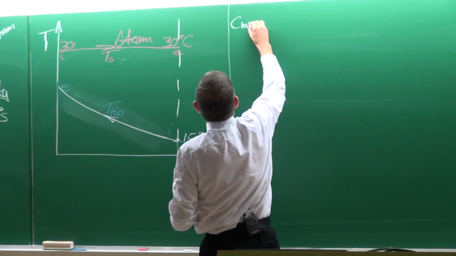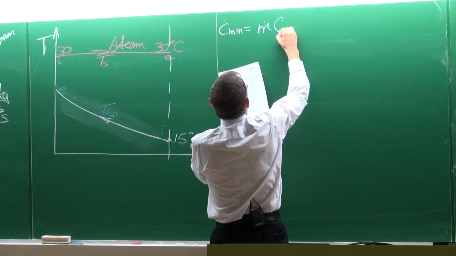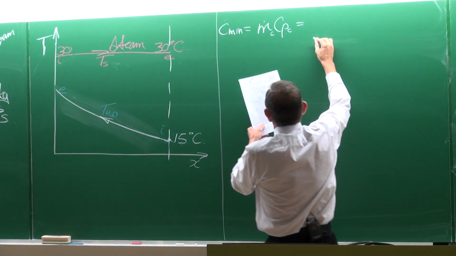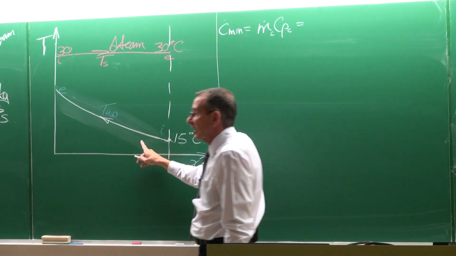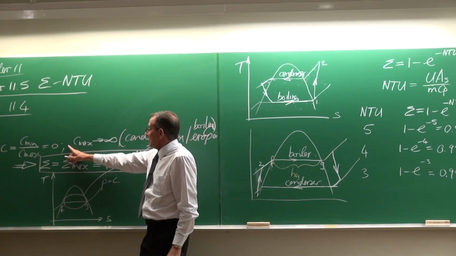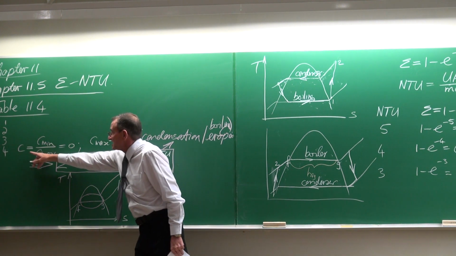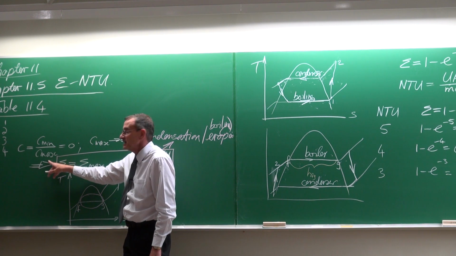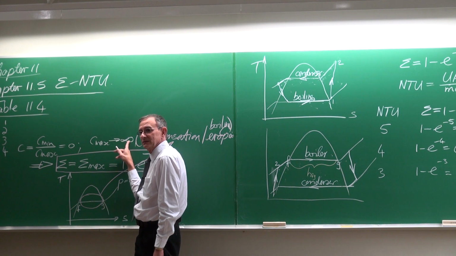Now C minimum, or one of the C's, would be equal to the mass flow rate multiplied by the Cp, and it should be on the cold side. We are going to use the water side for that. Why? Because of this: if we've got condensation or evaporation, it means that the ratio C minimum divided by C maximum is 0. Why? Because C maximum is infinite.